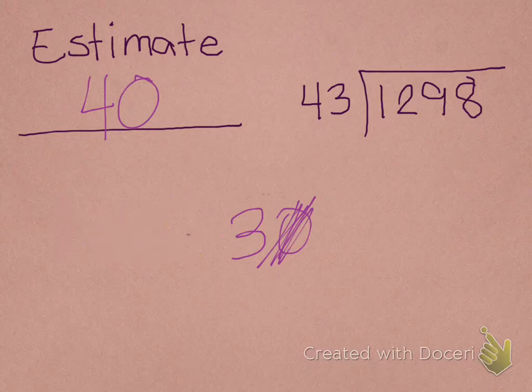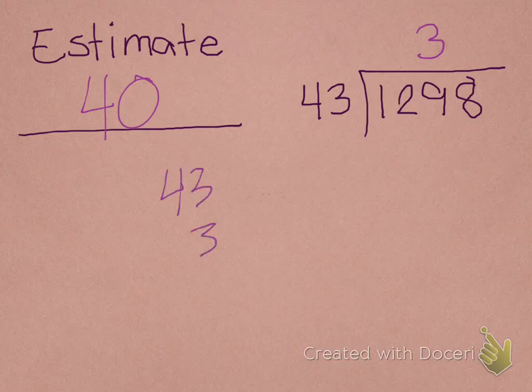Now it wants me to actually solve. So first, how many times does 40 go into 120? About 3 times. 3 times 43. 3 times 3 is 9. 3 times 4 is 12, is 129.